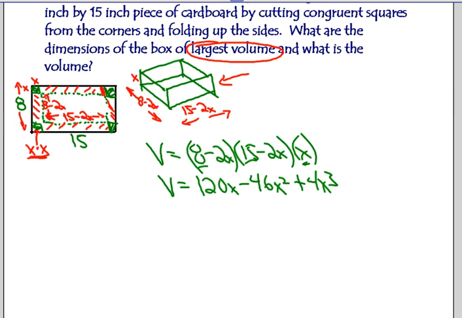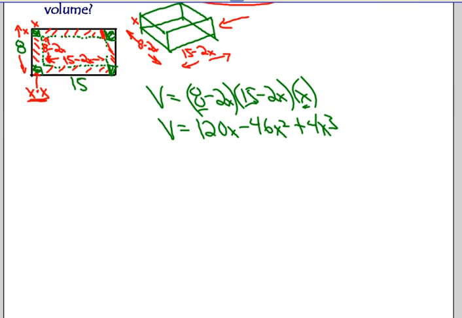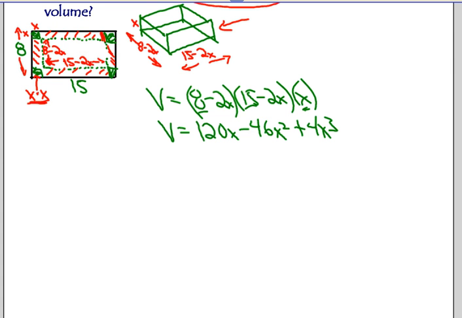We want to maximize the volume. You know how to maximize things with calculus. Take a derivative. So here's V. V prime becomes the derivative: 120 minus 92x plus 12x squared. And this is a little bit exciting because, look, it's a quadratic. To find maximums, we take the derivative and set it equal to 0. We're also looking where the derivative is undefined, but it's a polynomial, so it's defined everywhere. So we're going to find out where this is 0.